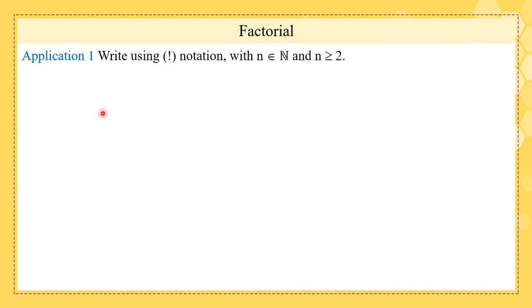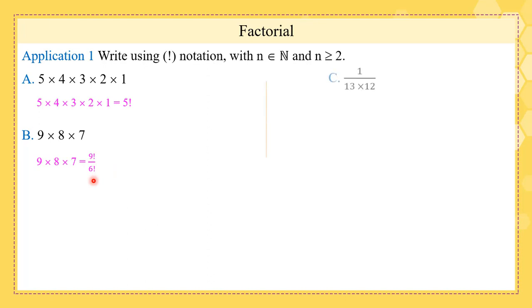Now let's see the first application. We need to write using the factorial notation this product. Try to do it alone. Try to write it using the factorial notation. Well, this is nothing but 5 factorial. Try to do this one. Well, this would be 9 factorial over 6 factorial, because after we simplify from 6 to 1 in the numerator and from 6 to 1 in the denominator, what remains is 9 times 8 times 7.